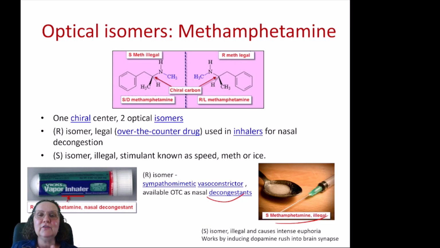And if you look at this carbon here, it is the one that has the 4 different substituents. Sorry, it's a carbon that only has single bonds. And well, you have 2 different isomers: one of them is a perfectly legal over-the-counter medication used for inhalers, and the other one is an illegal stimulant, so meth.